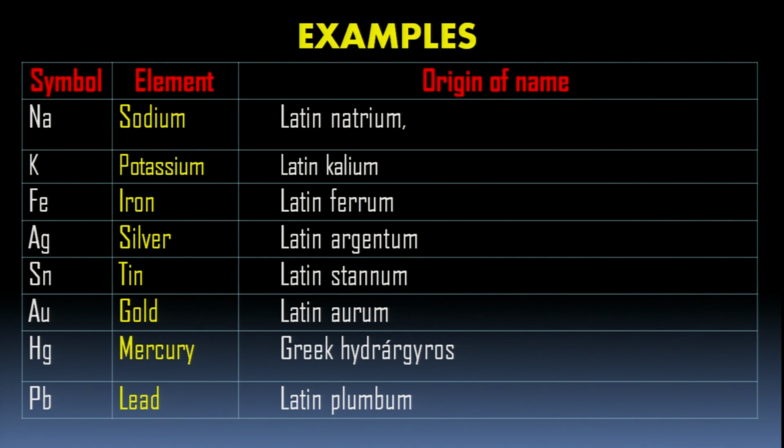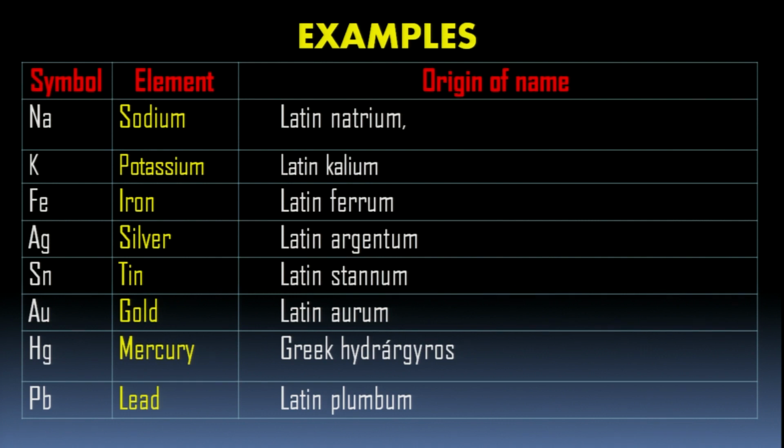Why does this happen? We have taken it directly from the original name. The original name for sodium is natrium. Remember this, take it down, it's very important. Children, write it in your notebooks. Sodium, the symbol is Na from the word natrium. Potassium, we denote it by K, from the Latin word kalium. Iron, we denote it by Fe, from the Latin word ferrum. Silver, we denote it by Ag, from the Latin word argentum.